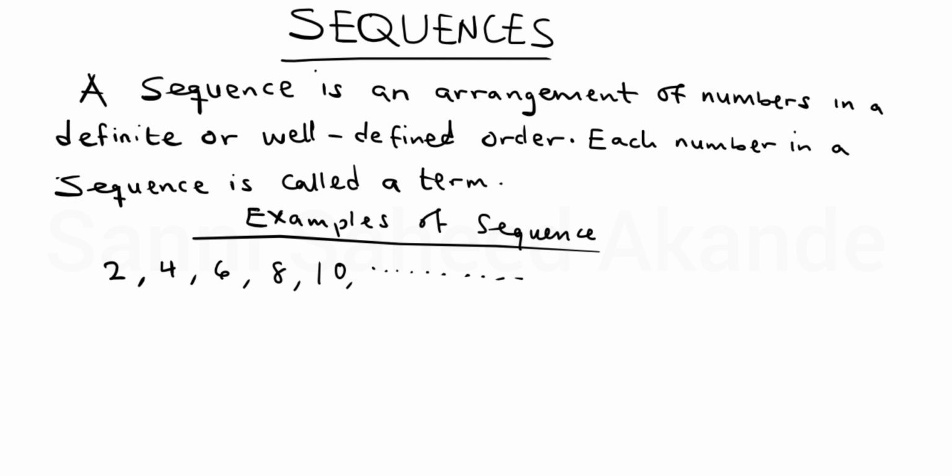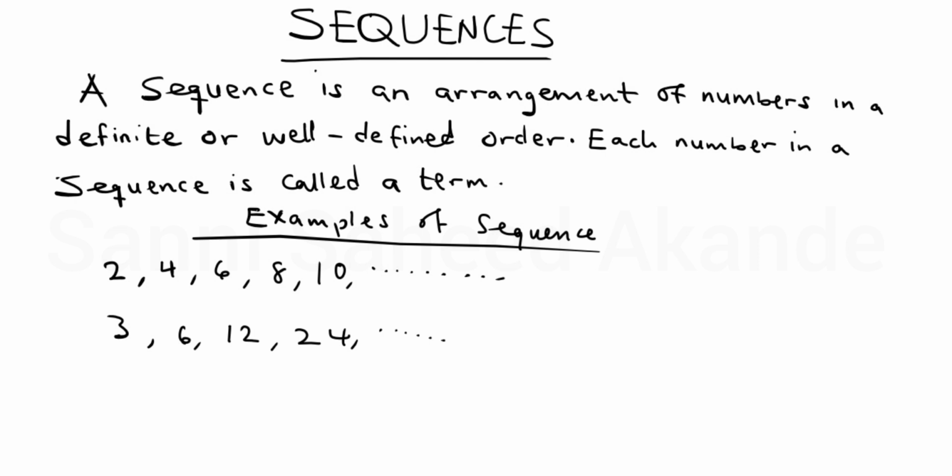Okay, so here I said that each number in a sequence is called a term. That is, this 2 is the first term. This second number 4 is the second term, third term, fourth term, fifth, and so on and so forth. Is that okay? So another example is when you have 3, 6, 12, 24, and so on. You can see this one also follows a particular pattern.